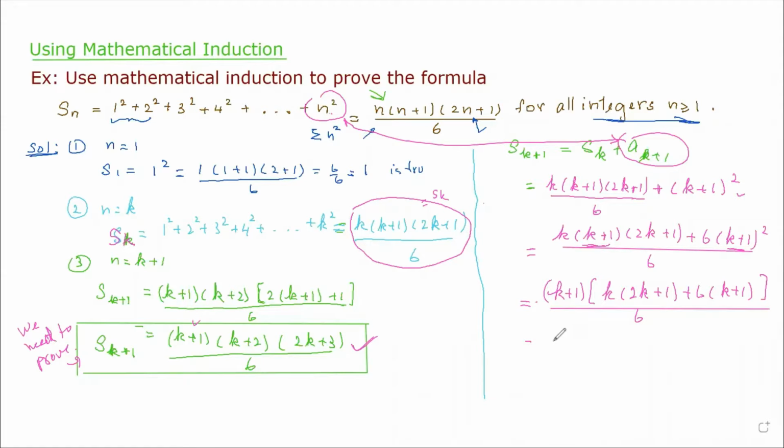Now we simplify inside the bracket. So we have k plus 1 here. This one is going to be 2k squared, right? Plus k. And this one is going to be 6k plus 6, right? And the whole thing over 6. So what we have now is k plus 1, inside we are left with 2k squared plus 7k, right? Plus 6. And then over 6.